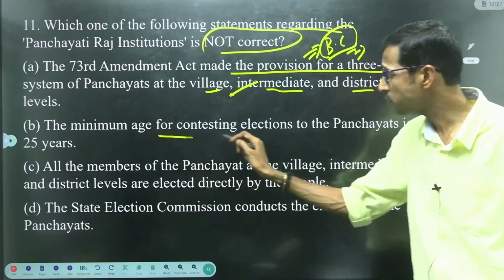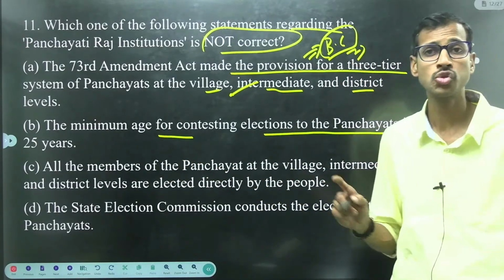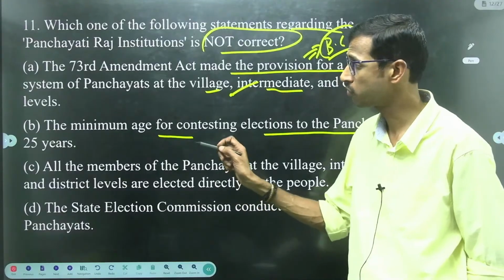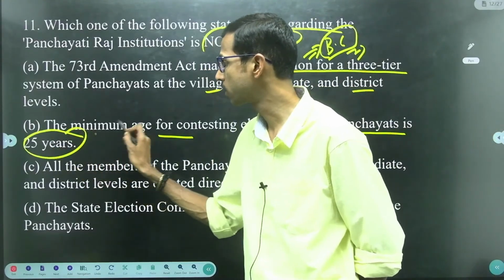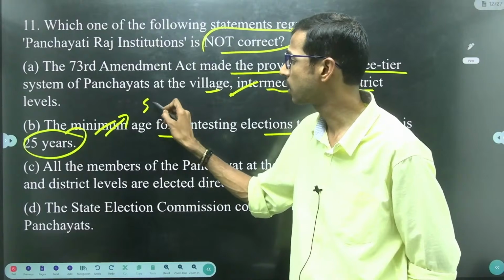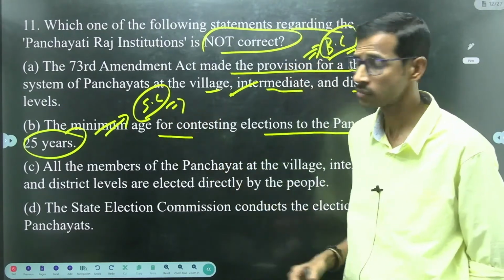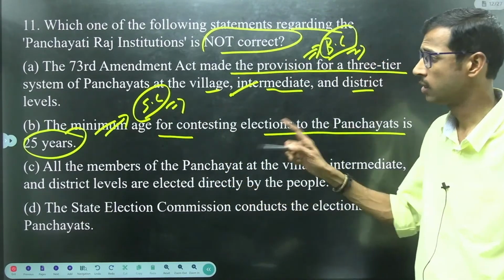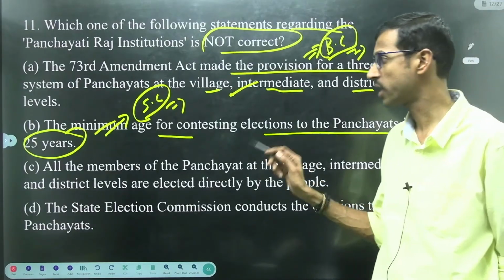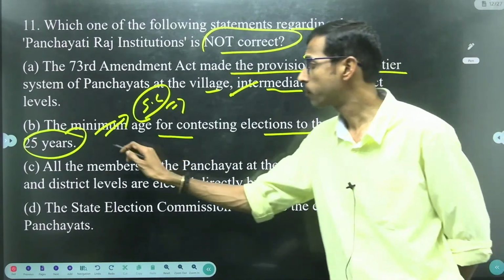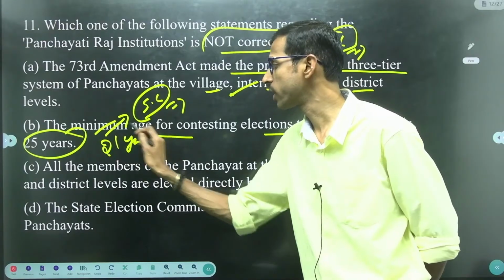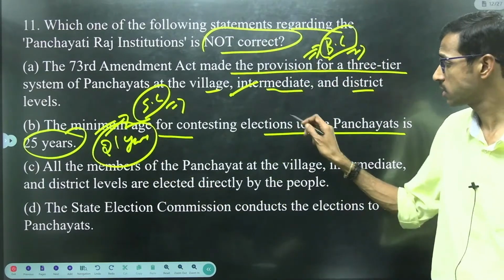So the minimum age for contesting elections to the panchayat is 25 years. It was mentioned 25 years, which is not correct. It is related to our state legislatures, right? The Legislative Assembly has this particular age. So here for panchayats it was 21 years only, right? So this is a wrong statement.